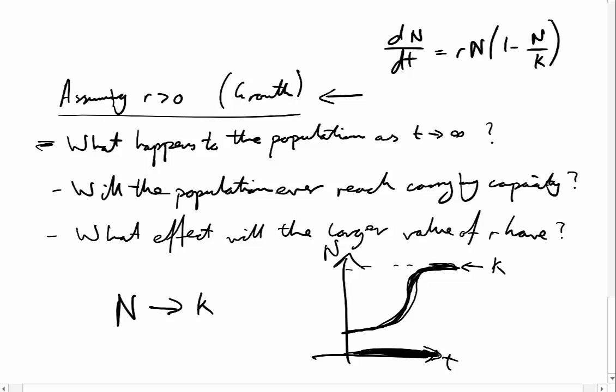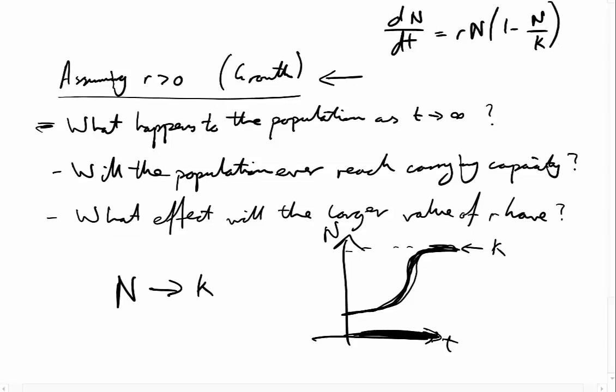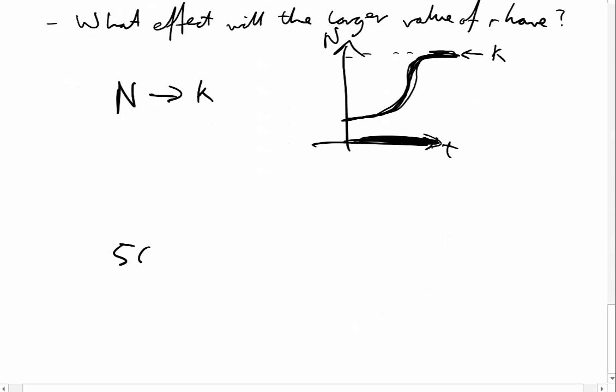Final question: what effect will the larger value of R have? Well, remember what R is. R is just our growth factor. It's determining how our population grows. For a larger value of R, that just means that our growth factor is bigger. So as we move through time, we're going to be growing much quicker.